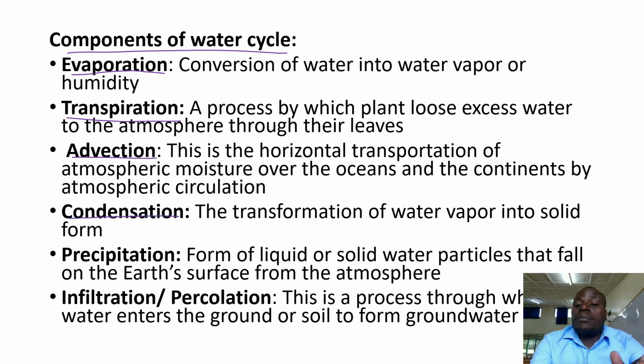Then we have condensation. This is the transformation of water vapor into solid form. We have precipitation. This is form of liquid or solid water particles that fall on the Earth's surface from the atmosphere. Then we have infiltration or percolation. It's a process through which water or rainwater enters the ground or soil to form groundwater.